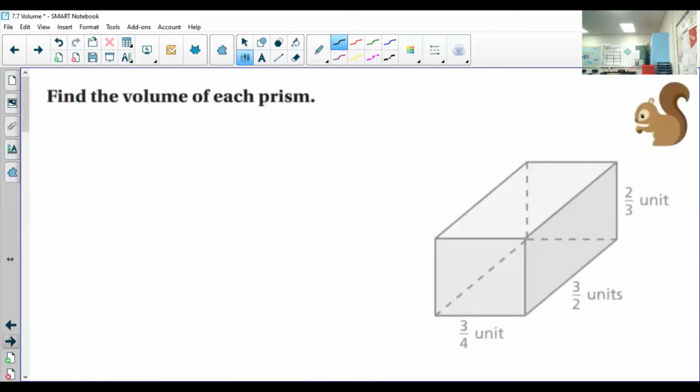Let's try one that's got all fractions. Okay, it says units here. Let's just pretend they're inches, just to make it easier for us. There we go. Okay, so write it down. Volume equals length times width times height.